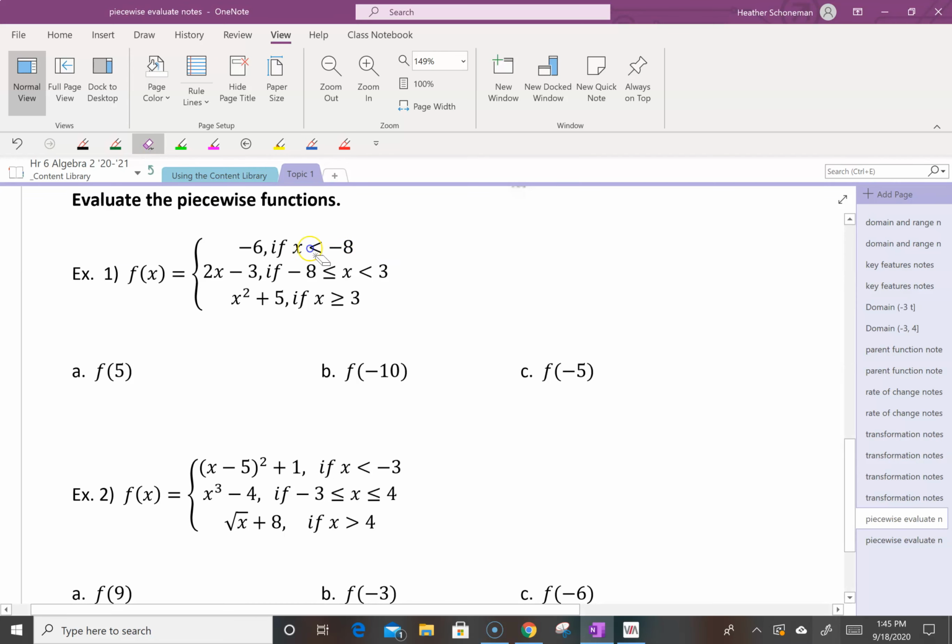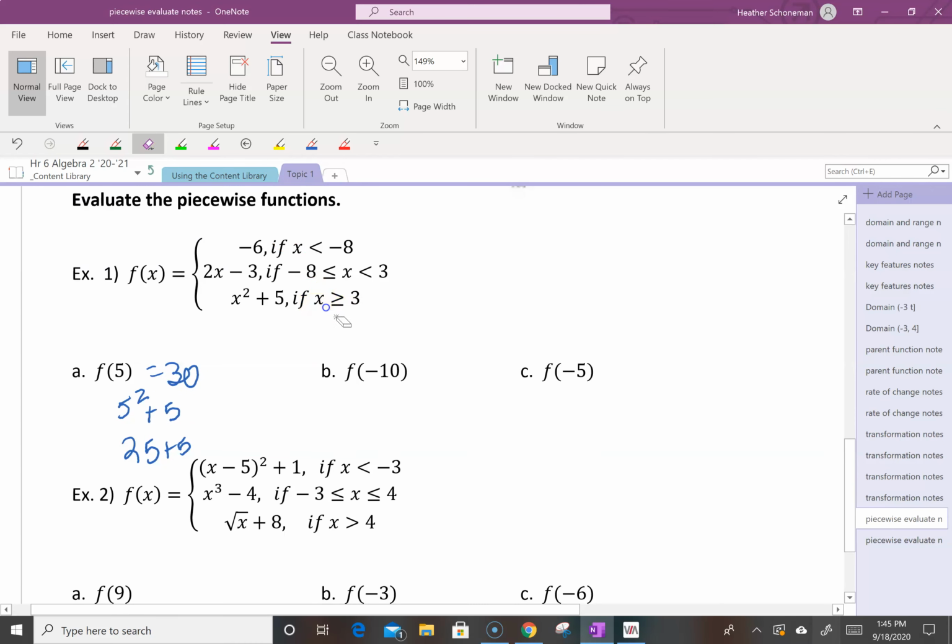Then you go to the next one. Is 5 between negative 8 and 3? No, it is not. And finally, is 5 greater than 3? Yes, it is. So since that's the case, we're going to plug it into the third one. So I'm going to have 5 squared plus 5. That's 25 plus 5, which equals 30.